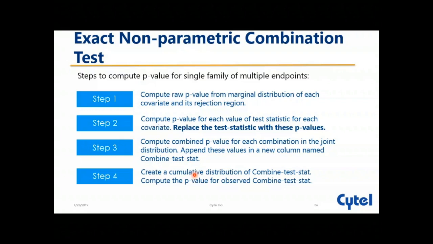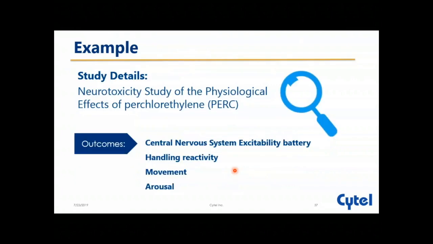And then for each endpoint, we have the p-values and we'll have the combined p-value as the combined effect or combined test statistic. And then we'll use the distribution of this combined test statistic with the point probability computed in the exact distribution. Let's see how we are doing it using StatExact. We'll consider an example.